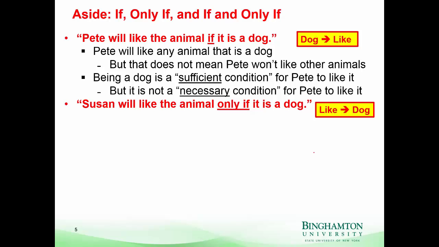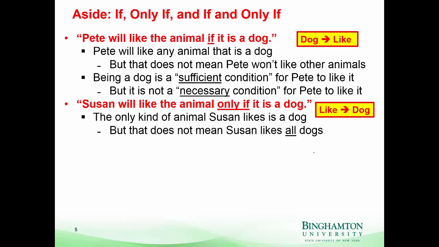But with Susan, you know Susan likes it. It's a dog because she will like the animal only if it is a dog. So the only kind of animal that Susan will ever like is a dog. She hates rabbits, she hates cats, horses, everything. Everything she hates except for dogs. But that doesn't mean necessarily that Susan likes all dogs. If she likes it, you know it's a dog. But if it's a dog, you don't know if she's going to like it. So it doesn't go the other way.